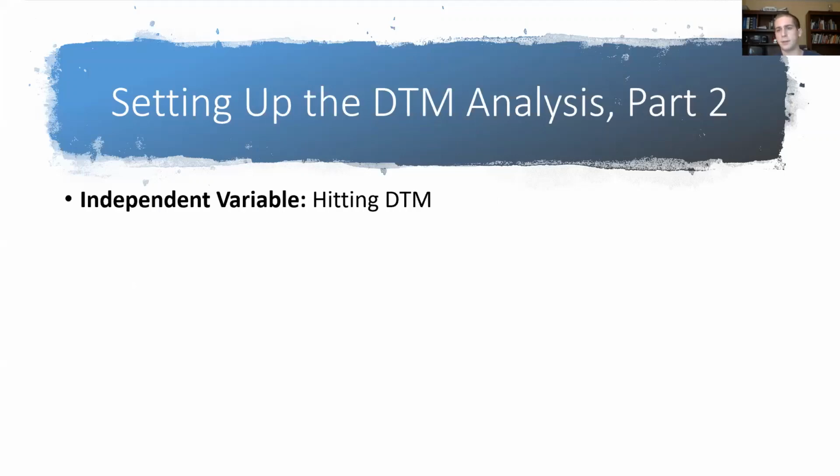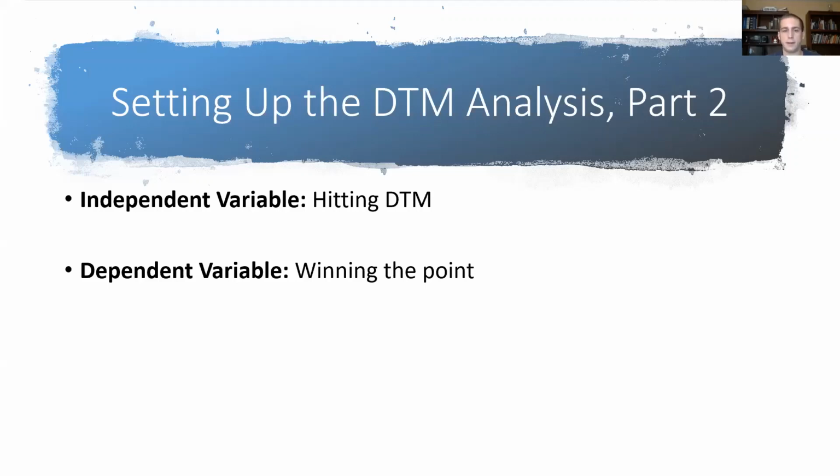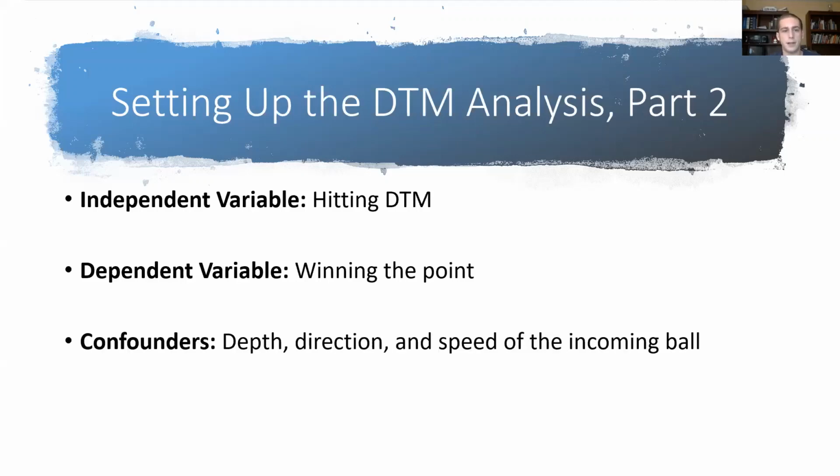The independent variable in this case, the main one that we care about, instead of approaching the net, is now hitting down the middle. The dependent variable, which is what depends on the independent variable, is winning the point. So we're trying to figure out, what is the impact of hitting down the middle on winning the point? And the confounders are the same.